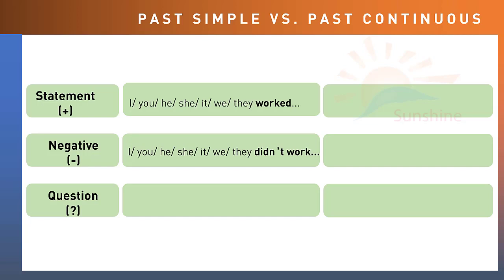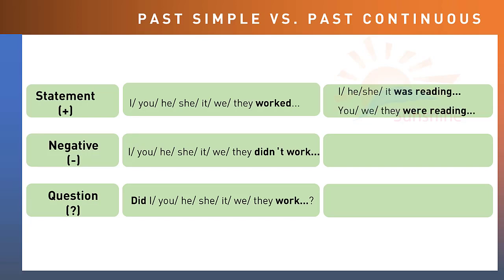When making a question in the past simple, we use did, the subject, and the infinitive. For example, did I, you, she, he, it, we, they work? Next, let's look at the past continuous. As you can see, for a positive statement, a negative statement, and a question, the verb form stays the same. The main difference here is was or were. For a singular subject, we use was, and for a plural subject, we use were. I, he, she, it was reading. You, we, they were reading.